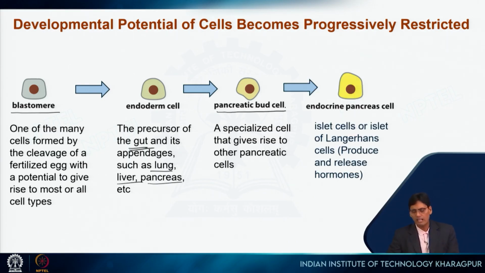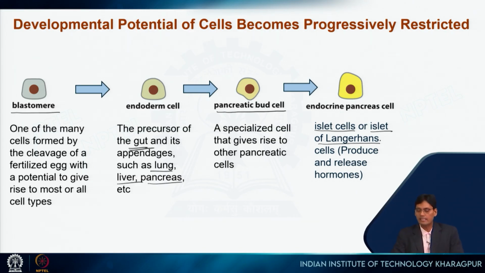Now again, after some division, it can make endocrine pancreas cells. So in pancreas there are many types of cells. Some of those cells are endocrine cells. They are producing hormones for us, right? For example, islet cells, also called islets of Langerhans cells, produce and release hormones, for example, insulin and glucagon. They are very essential for our body, and those are produced from islets of Langerhans.